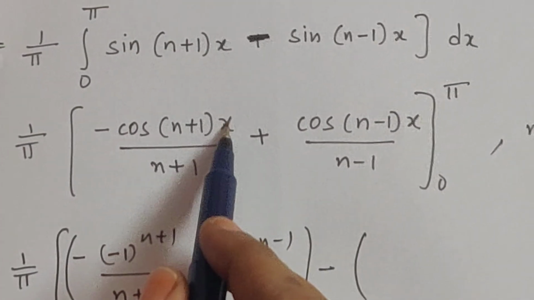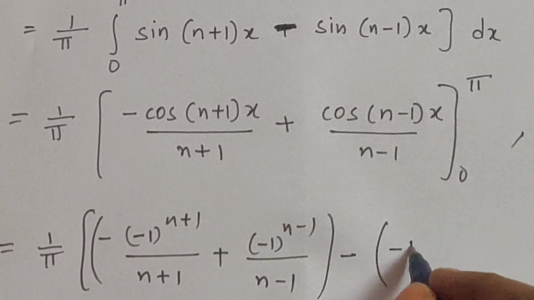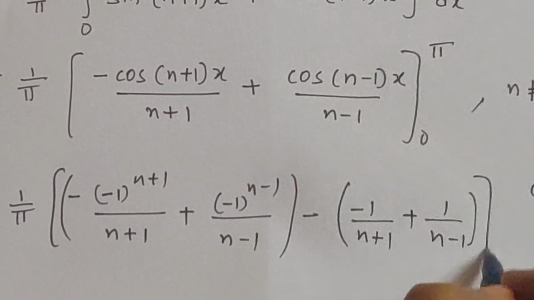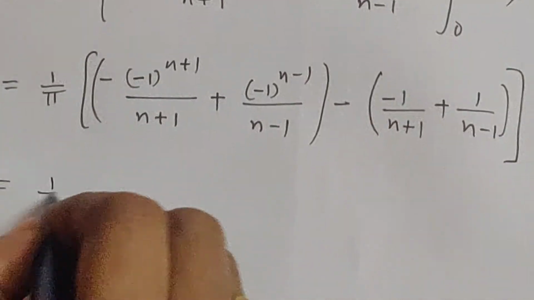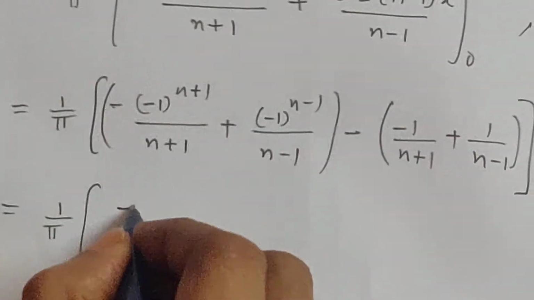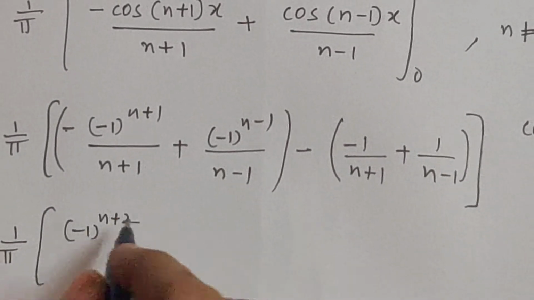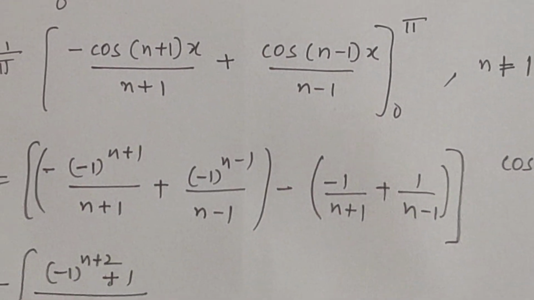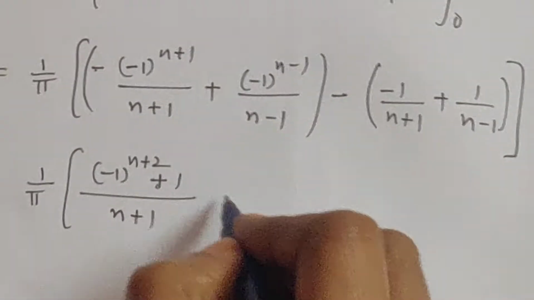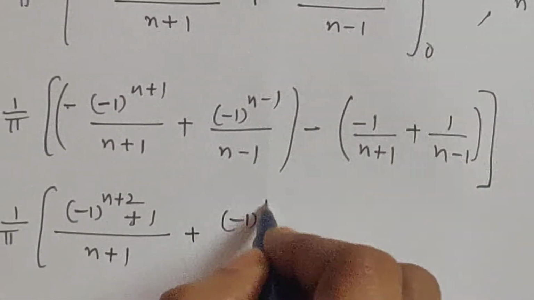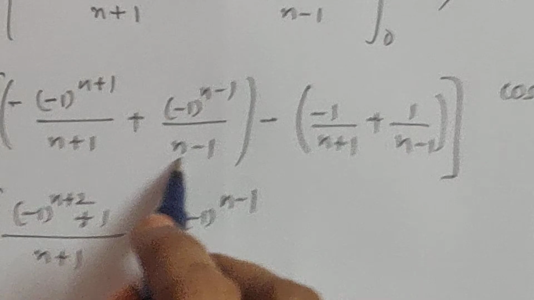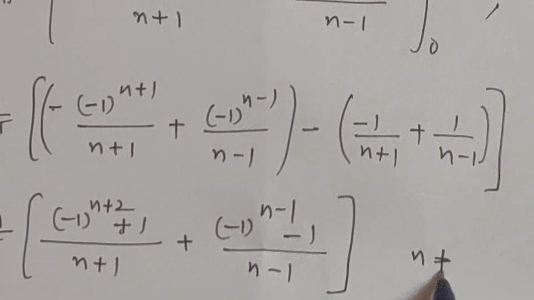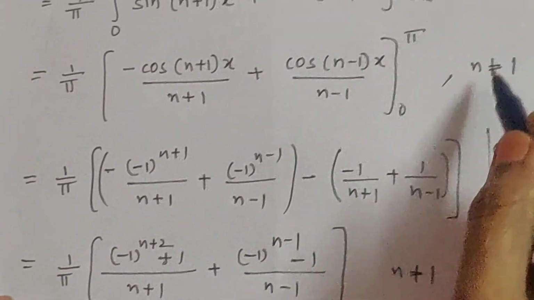In place of x is 0, that is cos 0 = 1, so minus 1 by n plus 1 plus 1 by n minus 1, equal to 1 by pi. Here one more minus sign, minus 1 whole power n plus 2, and n plus 1 in this term also, so plus 1 by n plus 1 together if you write down. Next, plus minus 1 whole power n minus 1 by n minus 1 in the denominator, minus 1 by n minus 1. In particular, n not equal to 1, this continued.